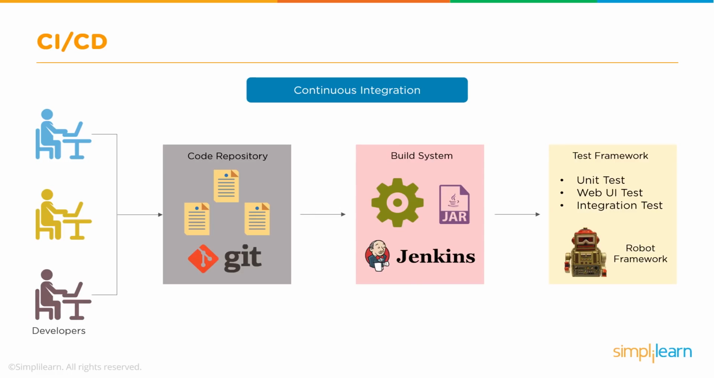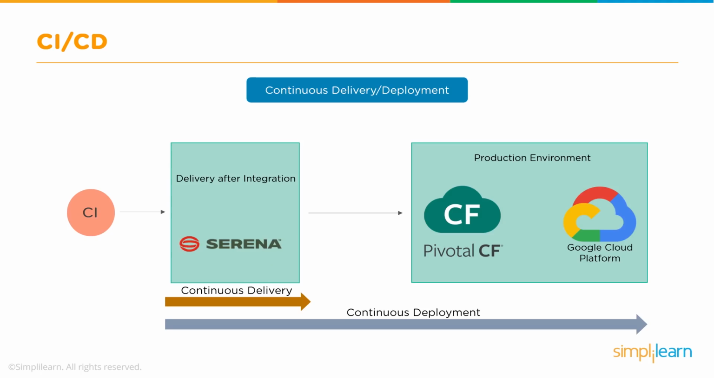Now, as we move on from continuous integration to continuous delivery and continuous deployment, there are other tools that we can employ, like Serena and Pivotal CF, as well as Google's cloud platform, Azure, and Amazon's AWS, to assist in this automation of delivery and deployment.